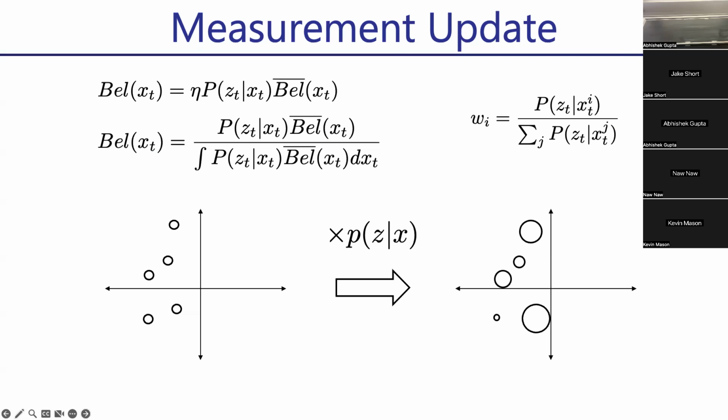You can think of the particles which are more likely as having a higher numerator, and the particles which are less likely as having a lower numerator. So the particles that are most likely will have the highest weight. Think of the size of the circle as the weight. Particles that are less likely will have less weight. So now you've gone from a set of unweighted particles to a set of weighted particles. Does that make sense? It's a little bit weird.